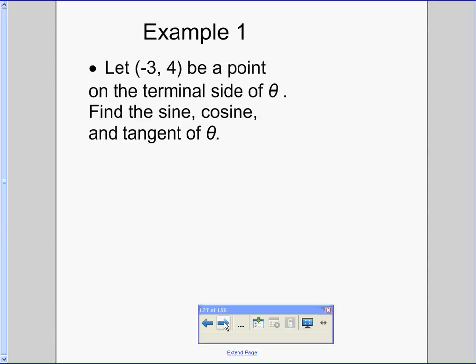This time we have the point (-3, 4) as a point on the terminal side of theta, and we want to find the sine, cosine, and tangent of theta. If we start out with a coordinate plane and the point (-3, 4), it is going to be somewhere in the second quadrant. We form a right triangle here, and along the x-axis we use -3, and then we use 4 here. That information allows us to find the length of the hypotenuse. We use (-3) squared plus 4 squared, or you can recognize this as a 3, 4, 5 triangle. So the hypotenuse would be 5.